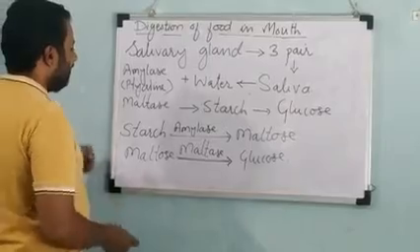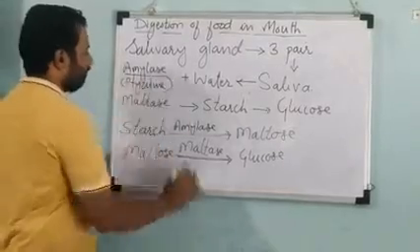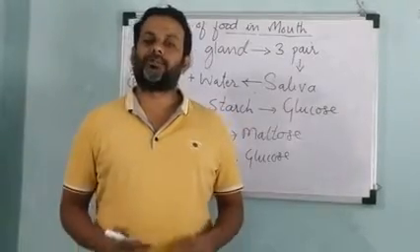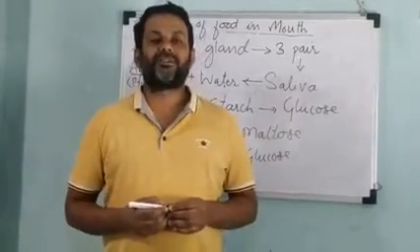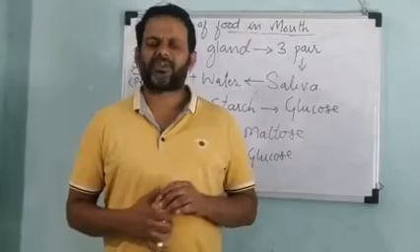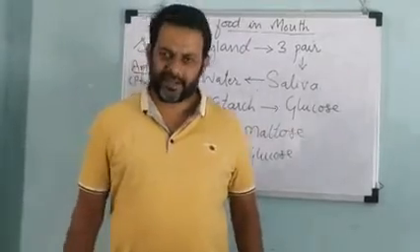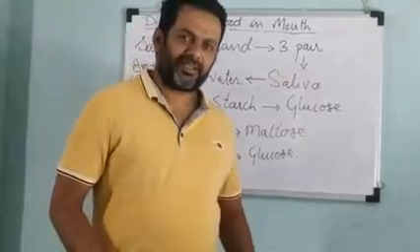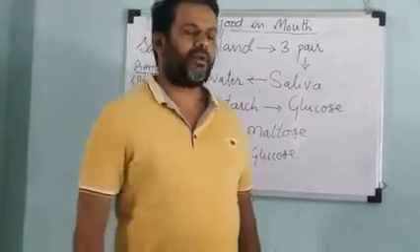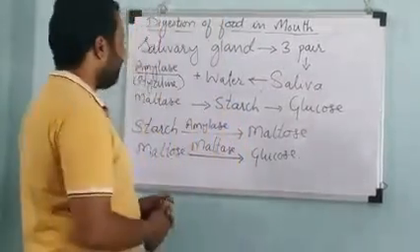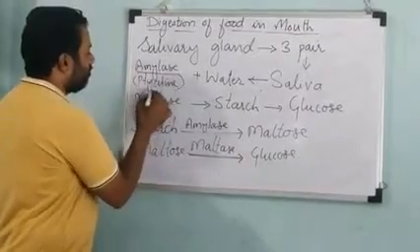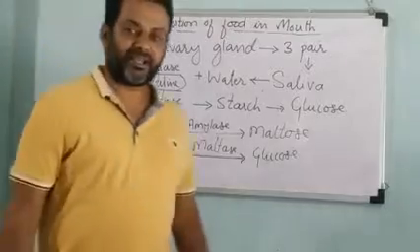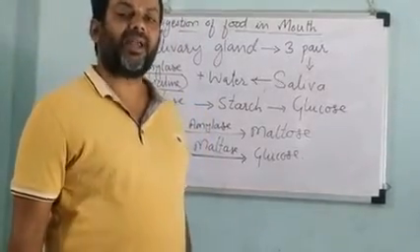One enzyme is amylase. It is also called salivary amylase because there are two types of amylase in our body. One is present in the small intestine, which is secreted by the pancreas. So that's why they are named salivary amylase and pancreatic amylase. So here is the salivary amylase. The salivary amylase is also called ptyalin, P-T-Y-A-L-I-N. Ptyalin is another name for the salivary amylase.